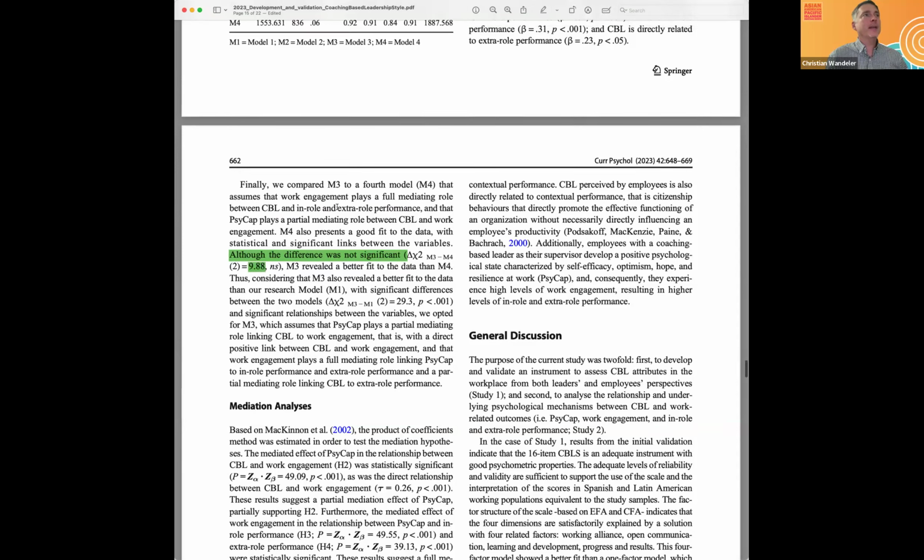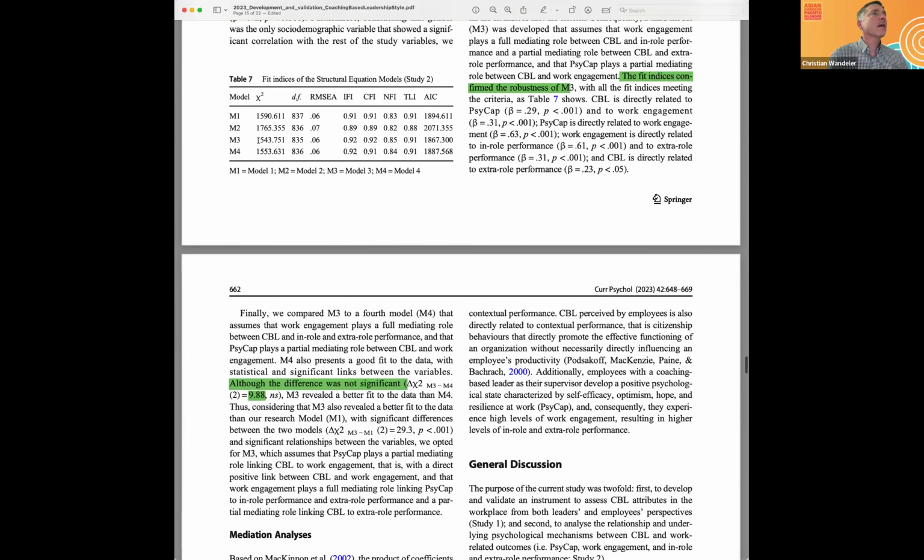Now the 9.88, where is it at? Yes, you see the 1553 minus the 1554, that's that 9.88, right? So there's a way to test, is that a significant difference or not? And now they said it's not significant, right? So basically M3 and M4, just depending on this chi-square goodness of fit test, are about the same, right? They're statistically not different. However, M3 has a little bit better fit indices, right?